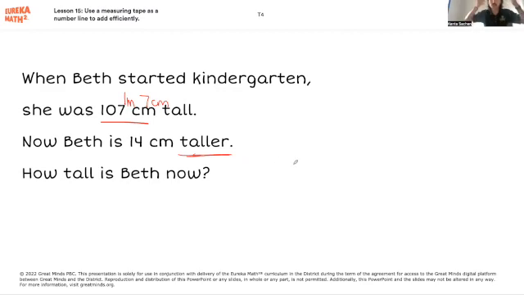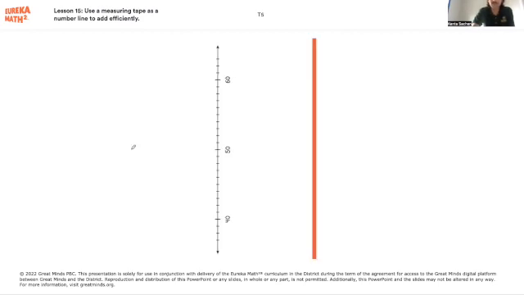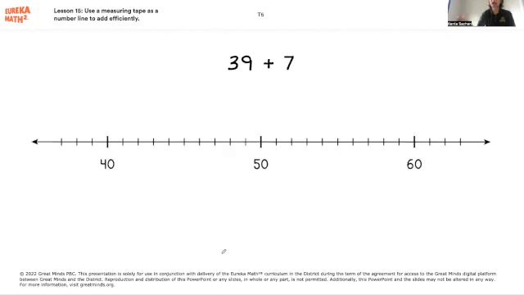Right now, of course, we can just measure her again to see how tall she is. But if we know she grew by 14 centimeters, we can do a little bit of addition, right? We can count how many more centimeters she is to find our new height. And that's where number lines can come in super helpful. Usually rulers look like this, but number lines, we're going to tilt them a little horizontally to solve problems like that one.